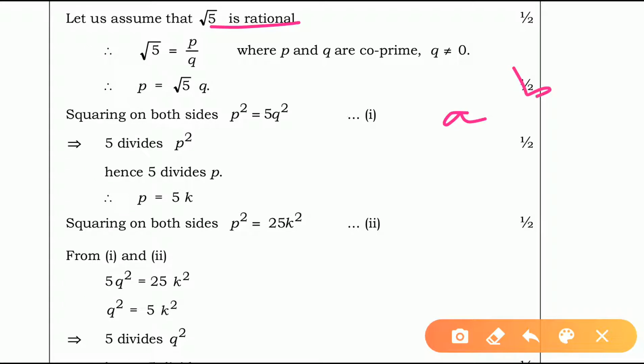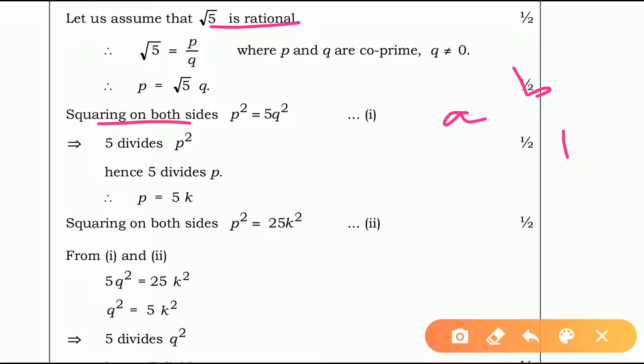Here we know the definition of co-prime: two integers a and b are said to be co-prime if the only positive integer that divides both of them is 1. This is the definition for co-prime. Transposing q to the left hand side, we get p is equal to root 5 into q.